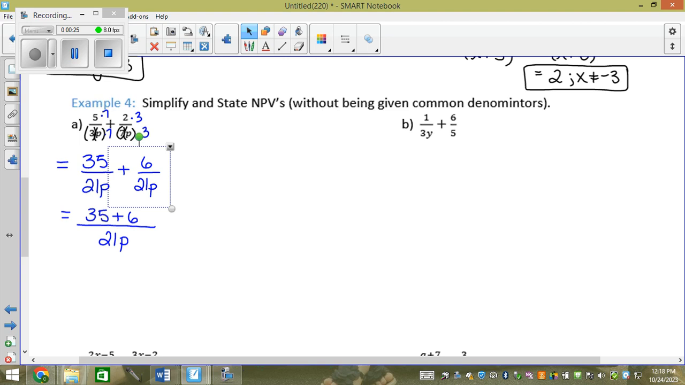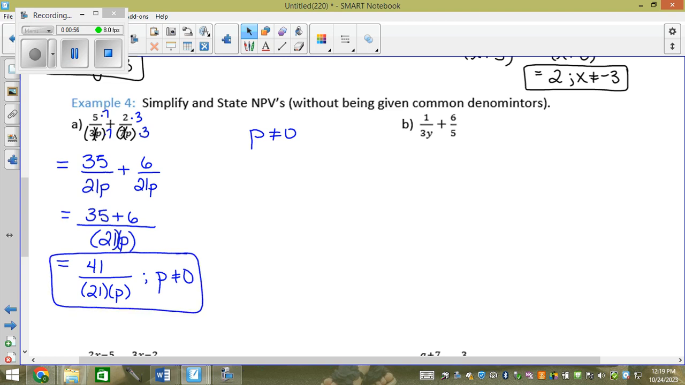Now, our denominator is a monomial. If it's a monomial, it's just whatever the letter is can't equal 0. So p cannot equal 0, because it's 21 and p. 35 plus 6 is 41 over 21p. Can the 41 and the 21 cancel? No. p can't equal 0. 41 is a prime number.